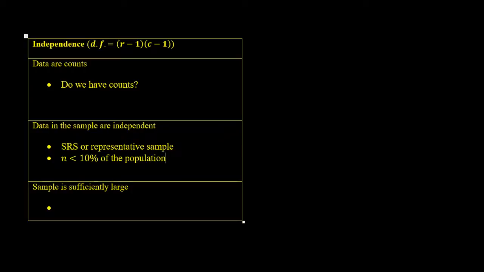Finally, to check the assumption that the sample is sufficiently large, as in the previous two, we're going to verify that all expected counts are at least 5. Again, we're talking about the expected values if everything was distributed evenly, not the actual counts that we have.